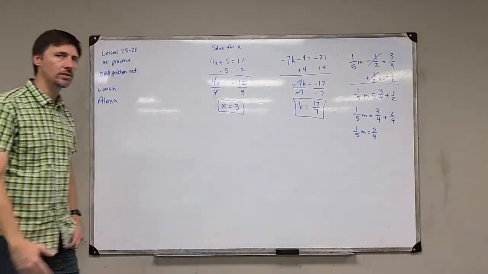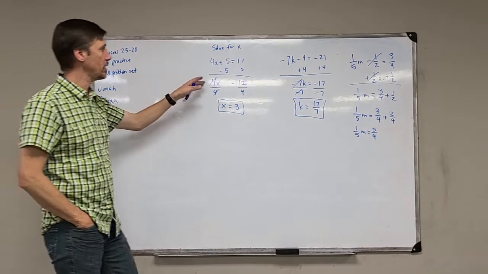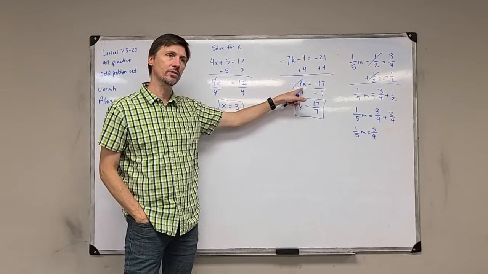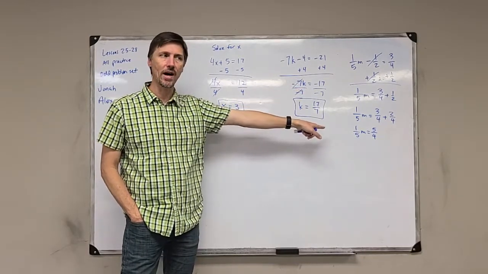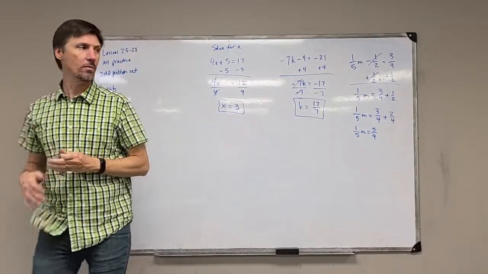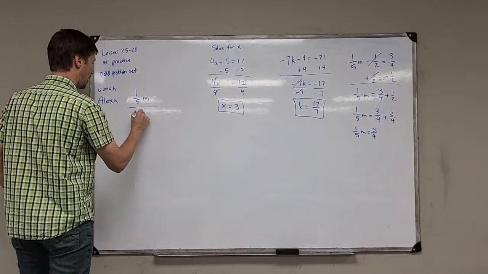I've got to get the m by itself. What am I going to do to get rid of that 1/5? Divide it. That's what we did over here, right? We divided by 4 here to get rid of the 4. We divided by -7 here to get rid of this -7. Same thing here. We're going to divide by 1/5 to get rid of the 1/5. But this is what we have to remember. So this is what we're doing: 1/5 m divided by 1/5.